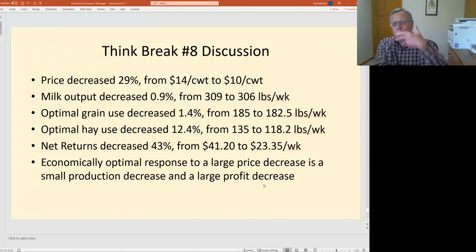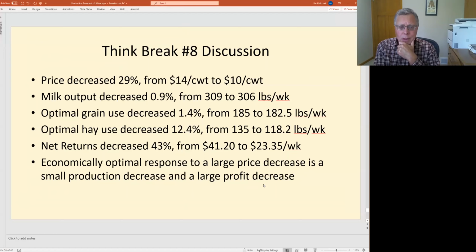So that's really the purpose, to show you how complicated these can get. But I want to get to this point here, which is a realistic production function and what happens when you make some big price changes. In this discussion, we'll see the price decreased 29%. It went from $14 a hundredweight to $10 a hundredweight. It's a 29% decrease. That's a big drop.